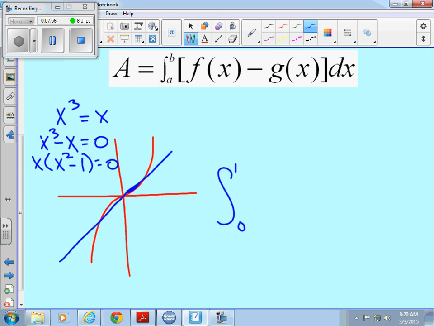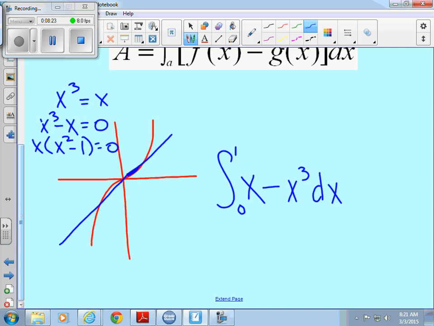What is the top curve? X. Good. Everyone see that? And what is the bottom curve? As you can tell, this one is probably a non-calculator problem. A lot of these will be calculator, but this one's probably a non-calculator problem.